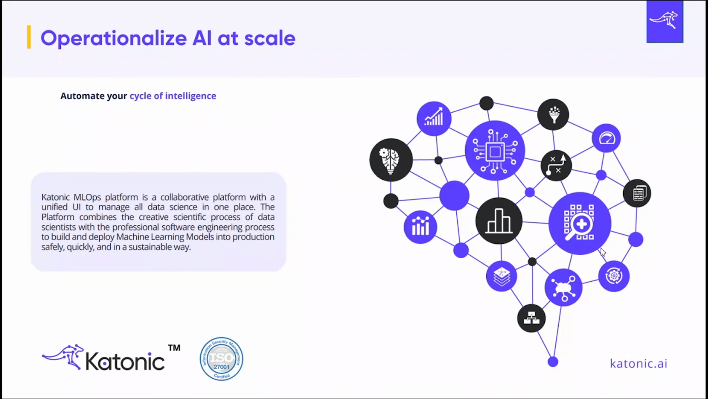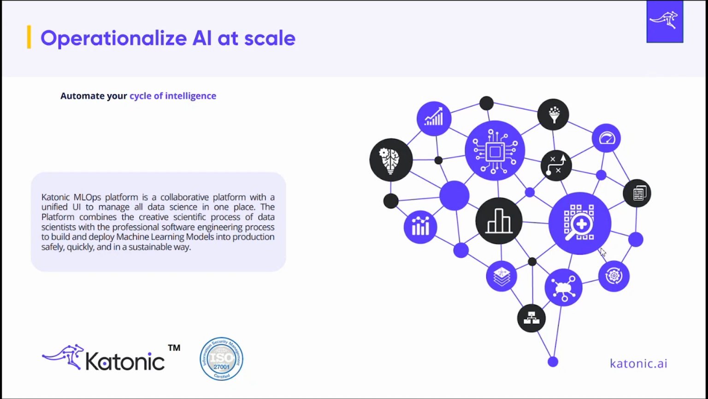Okay, so before I start with the use case which we are going to work on today, I would like to first introduce what Katonic is and why Katonic even exists. So the main motto of Katonic is to operationalize AI at scale. Now, how do we do that and why do we need it?